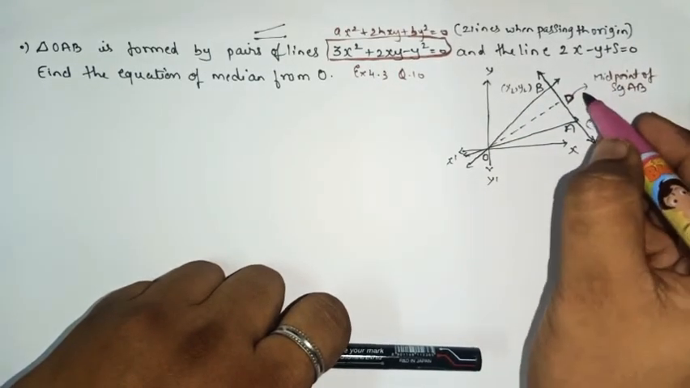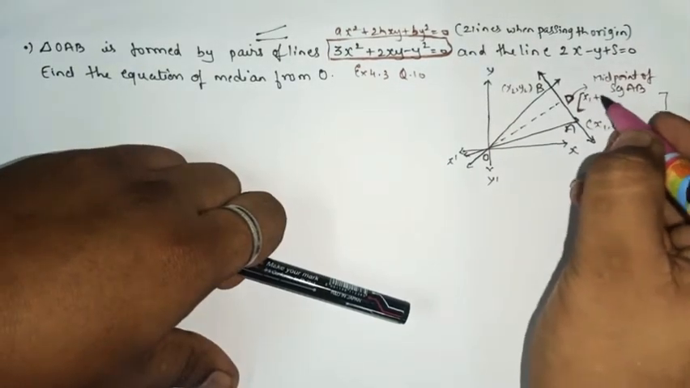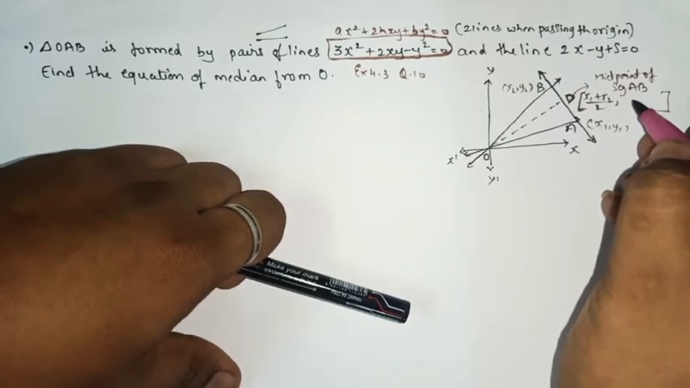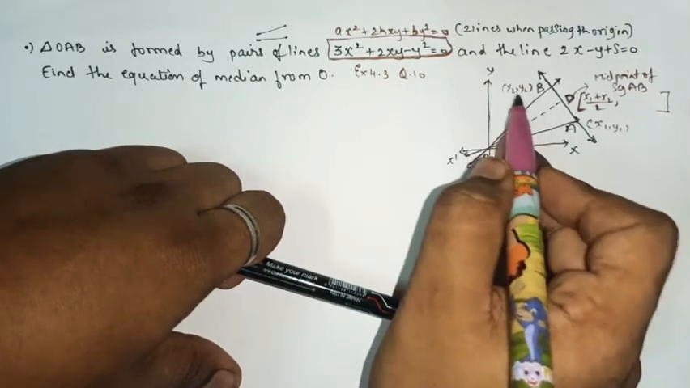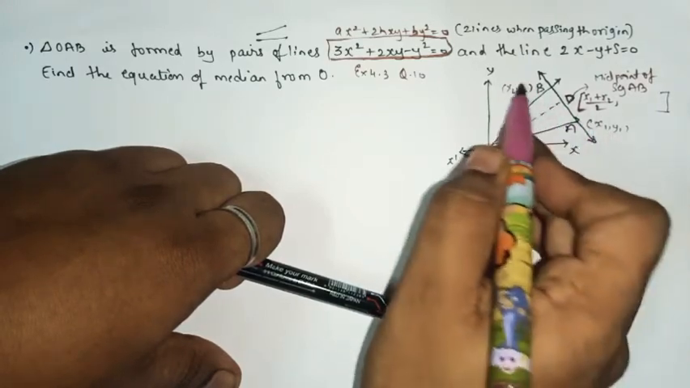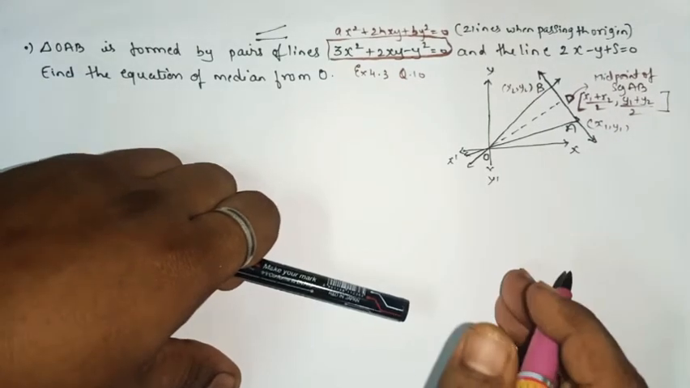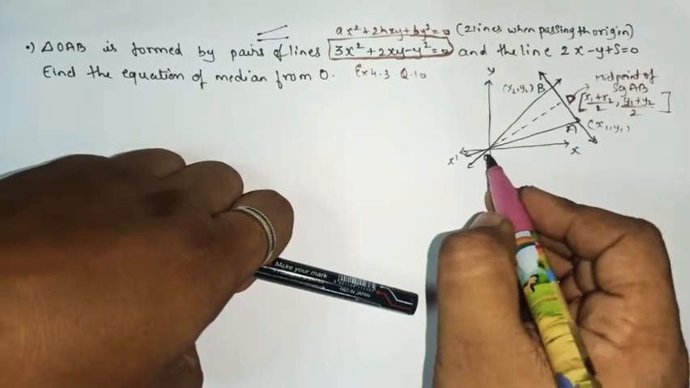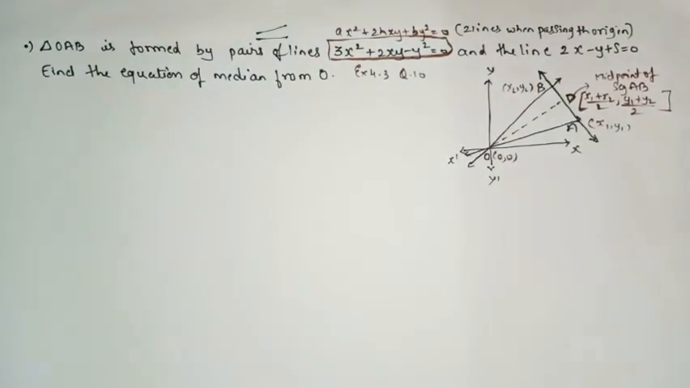If D is the midpoint, can I say the coordinates of x and y will be what? x1 plus x2 upon 2. As we all know the formula of midpoint, simply add x1 and x2 and divide by 2, find the mean of the x coordinate and the mean of the y coordinate. So this will be y1 plus y2 upon 2. Yes or no? And the coordinate of origin will be 0 comma 0. Yes or no?